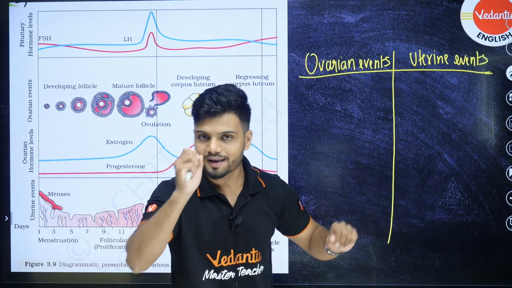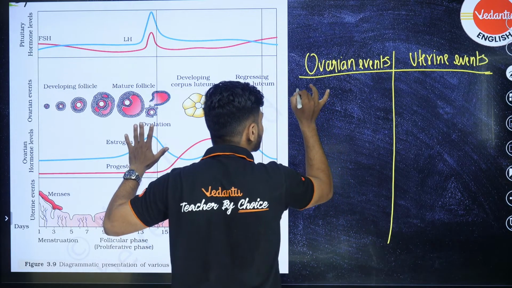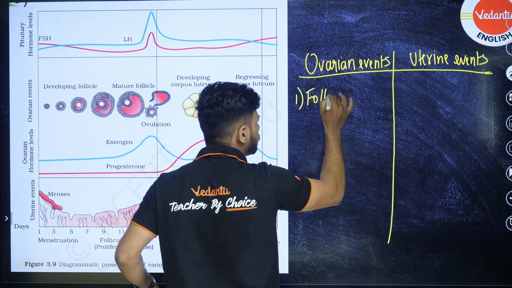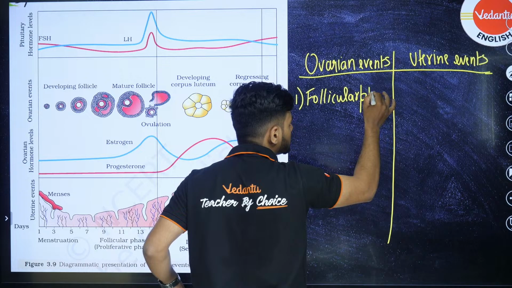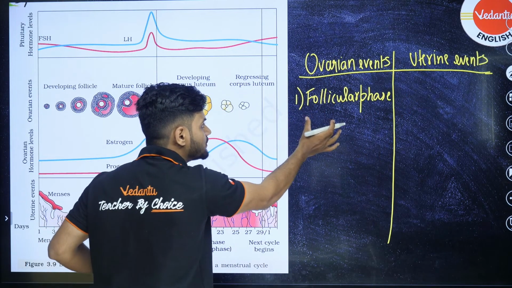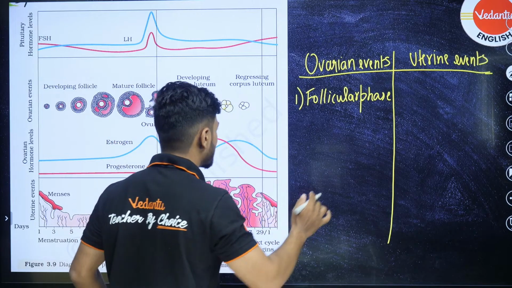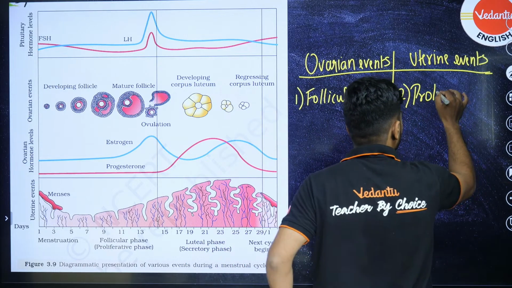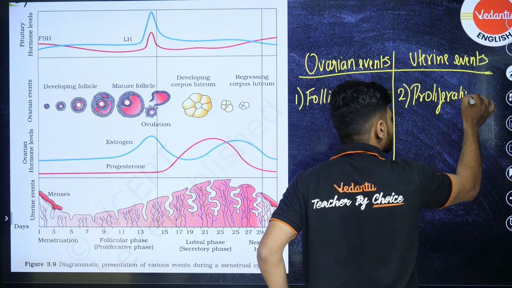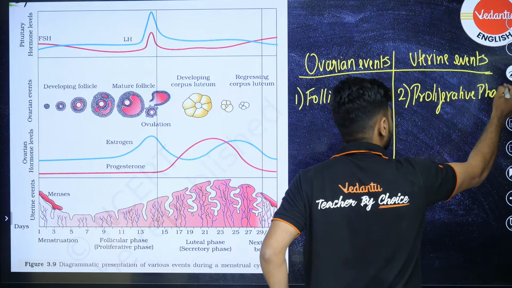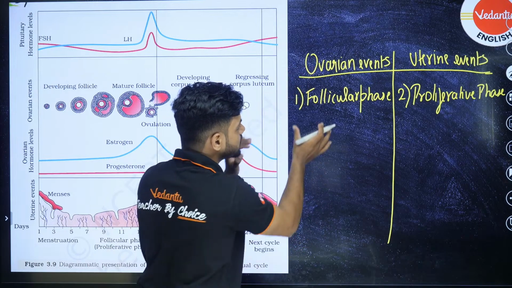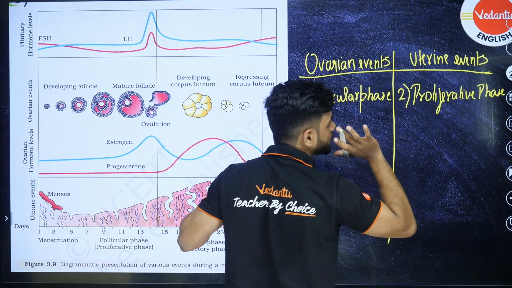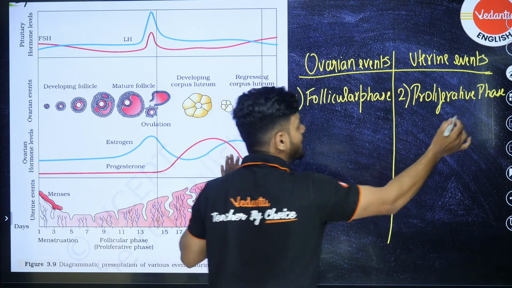For example, the first phase in the ovarian event is called the follicular phase. At the same time, in the uterus, it's called the proliferative phase. So in the ovaries, follicular phase. In the uterine tissue, proliferative phase. Two events happening simultaneously.